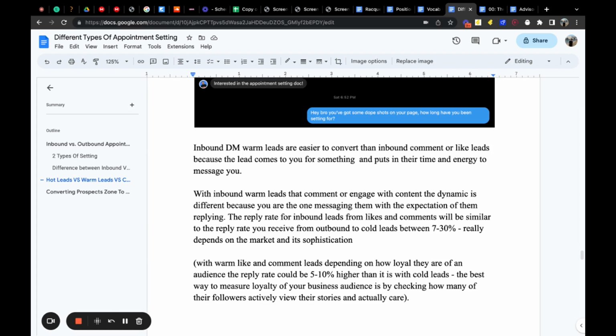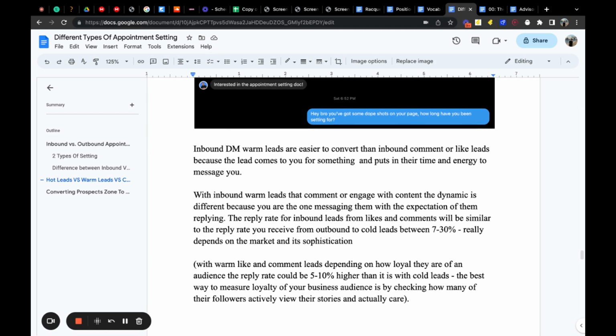Inbound warm leads, the comment or engagement with constant dynamic is different because you are the one messaging them, with the exception of them basically replying to your message. The reply rate for inbound leads from likes and comments will be similar to the reply rate you receive from outbound to cold leads because you're basically messaging people who commented. A lot of these people will still kind of forget that they commented or they will not really remember the fact that they liked your specific post because when we scroll Instagram, we do it pretty mindlessly. So yeah, the reply rate on inbound leads that come from comments and likes will be similar to that of cold leads. It's going to be between 7 and 30%.